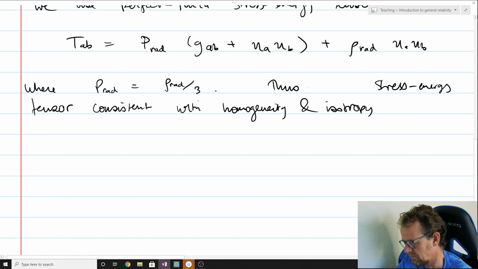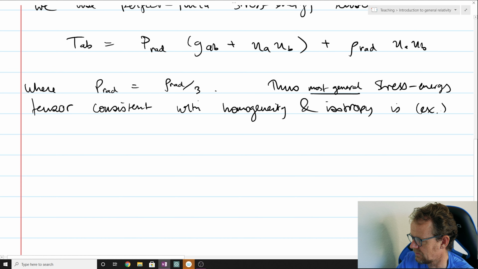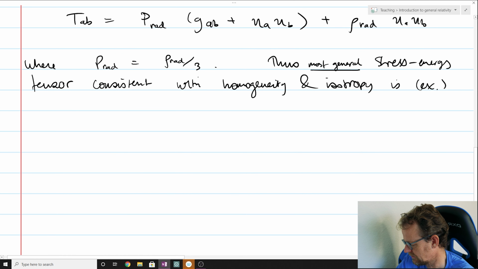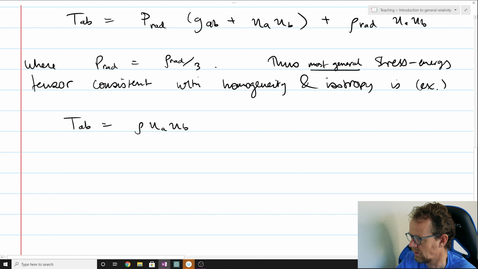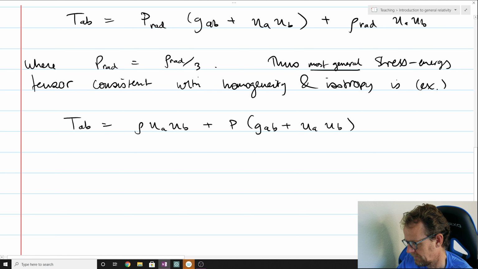And so I'm going to just say most general is, and I think I can safely leave that as an exercise for you. What is the most general stress energy tensor you can write down? Well, it also has essentially perfect fluid form, but rho and P are no longer just rho rad and P rad and P galaxy and so on. They have to be adjusted, those constants, to incorporate these contributions.